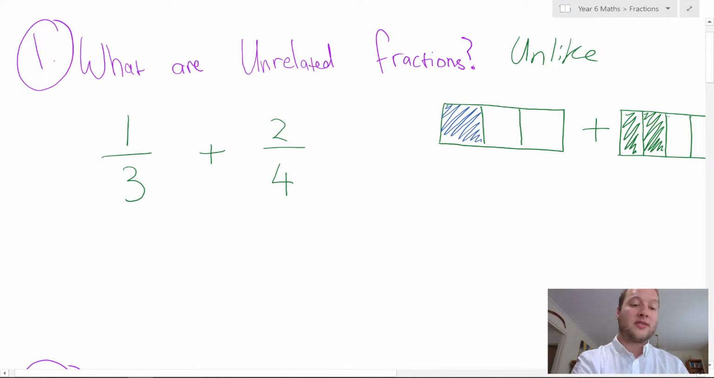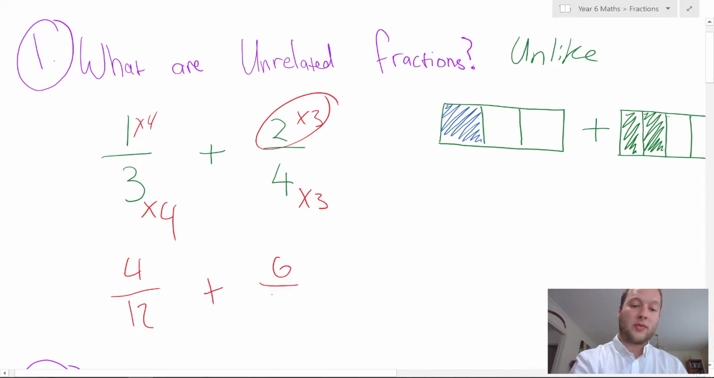So let's do this little trick here. 3 times 4 and 4 times 3. How do you get those numbers? Well, I'm just multiplying this number by that number, and this number by that number. Just swap them around. Whatever you do to the bottom, you have to do to the top. So if that was 3, that has to be 3. If this is 4, this has to be 4. So then we've got 1 times 4 on the bottom is 4, 3 times 4 on the bottom is 12, and then 3 times 2 is 6, 4 times 3 is 12. Great. These are what we call equivalent fractions.